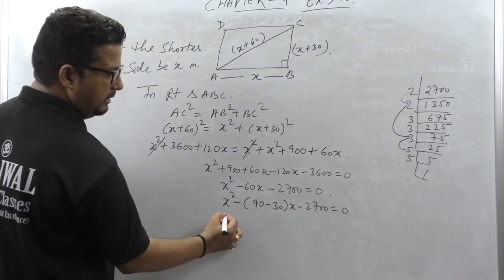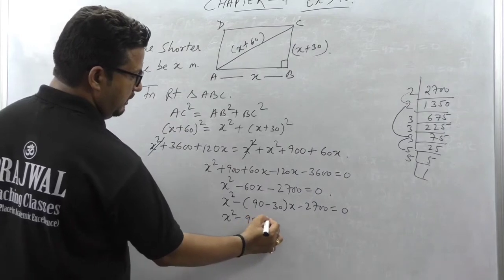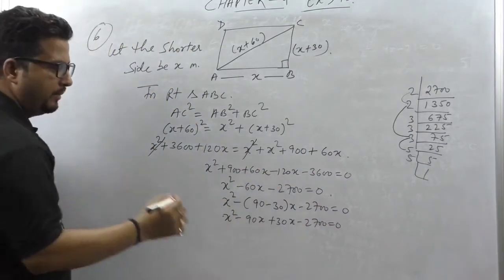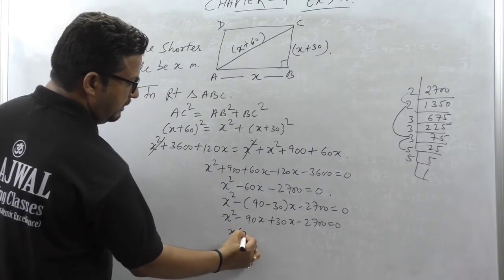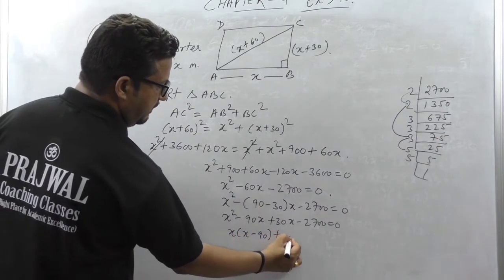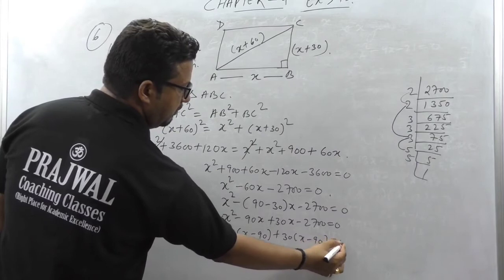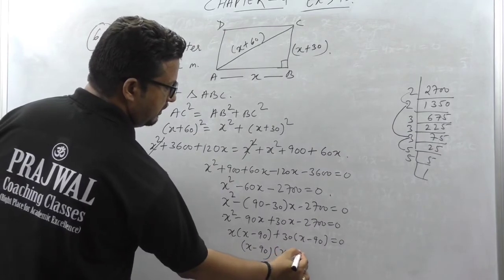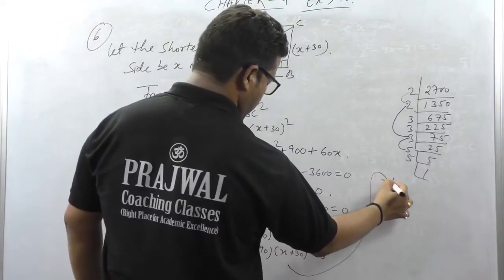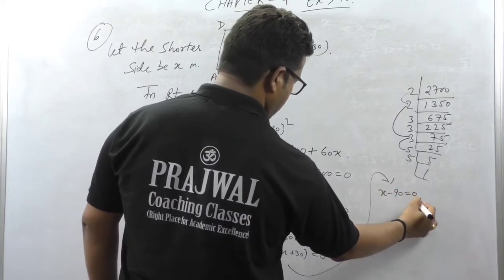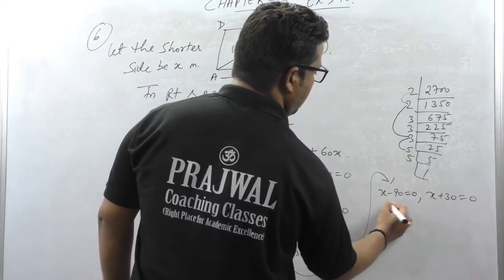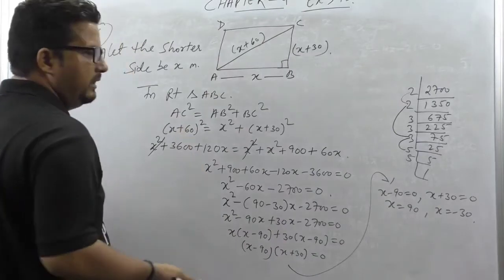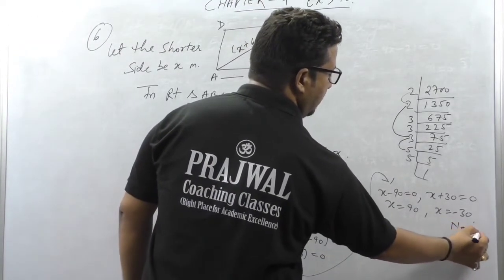All right, so we can solve it like x square minus 90x plus 30x minus 2700 equal to 0. So we can take common x: x into x minus 90 plus 30 I will take common, it will be x minus 90 equal to 0. So your value will be x minus 90 and x plus 30 equal to 0. Now we can compare one by one, so x minus 90 equal to 0 and x plus 30 equal to 0. So x equal to 90 and x equal to minus 30. So we are talking about length, so we can neglect this side, because negative we can neglect.